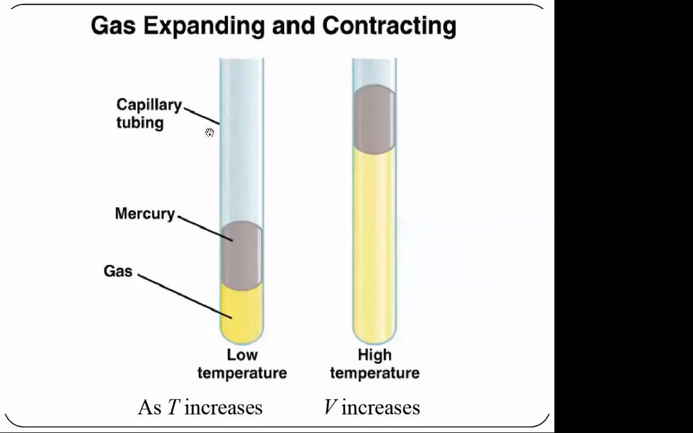So the same thing here. At low temperature, you have a lower volume of your gas. But when you increase temperature, there will be an increase in the frequency of collision with the walls and with this mercury block that is representing your pressure, which is held constant. As a result, there will be an expansion in the volume.